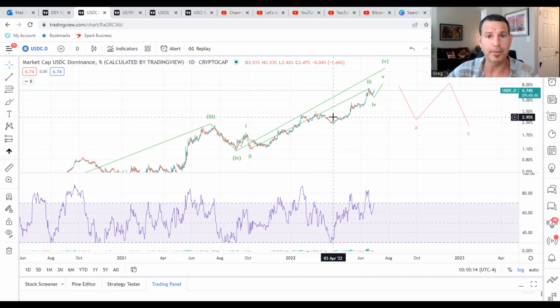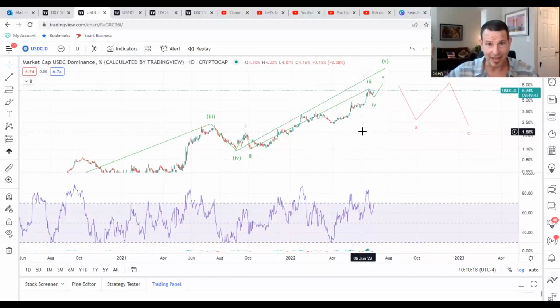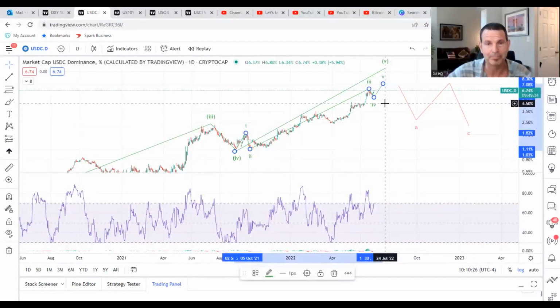And now it's coming up to make this move right here, probably about that size, because statistically and with probabilities, because we use data in this channel, when the third wave is that long, the fifth wave is equal more or less to the first wave. So it's going to be about that long, and it's going to go up. The USDC dominance chart will have people going into USDC.